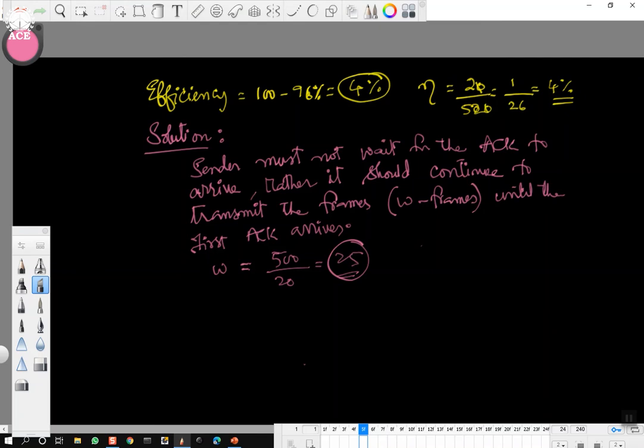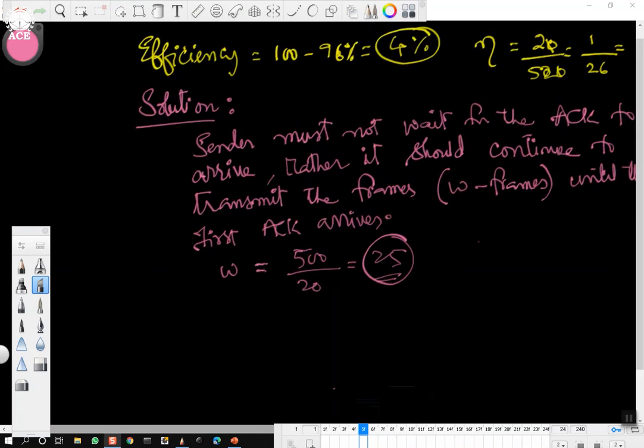So it can continuously send 25 frames, and that means these 25 it can send within the time for which it was blocked. It was blocked for 500, right? So within this 500 it can send 25, plus it has already sent the first frame. After sending the first frame, it got blocked for 500. So within this blocking time, it can send 25, plus this first frame. So the maximum size of W will be 26, right?